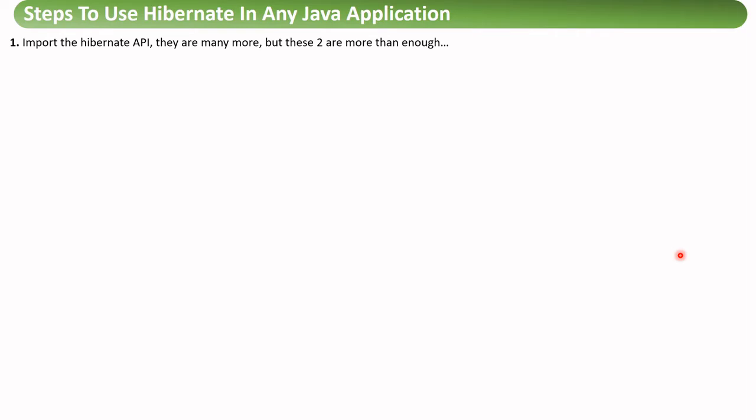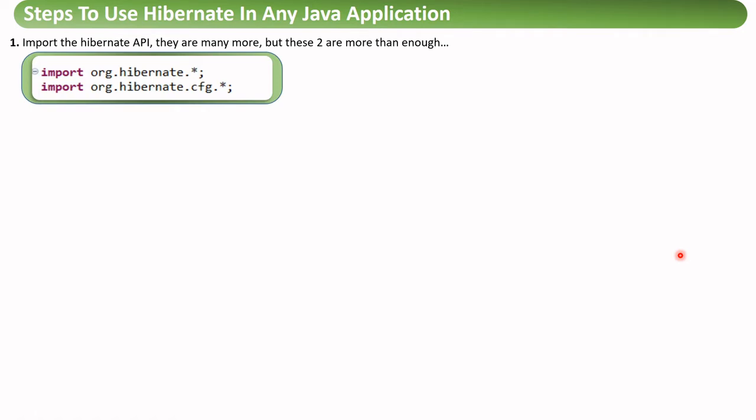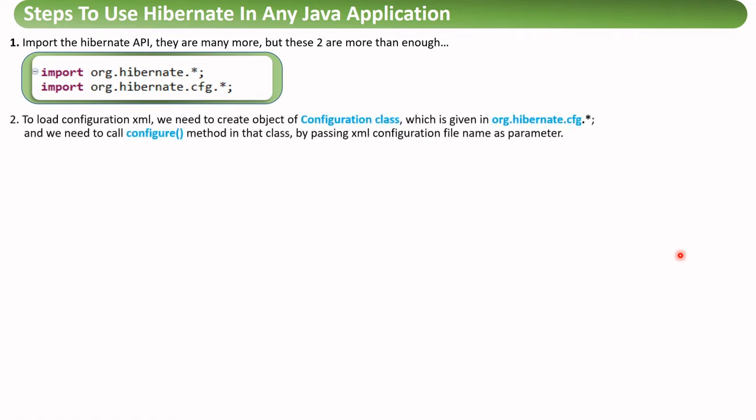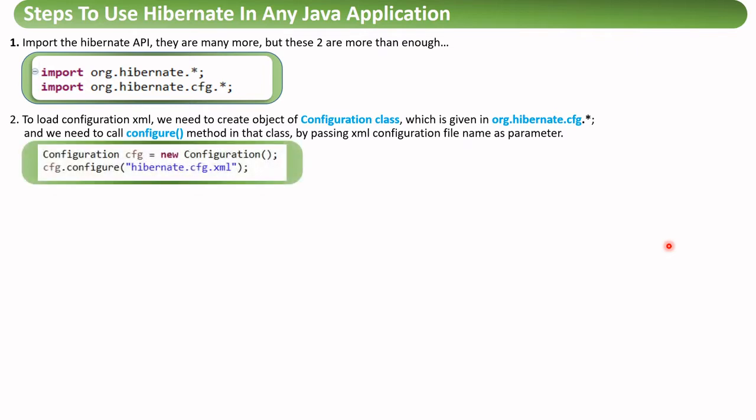Import the Hibernate API. There may be many more, but these two are enough. To load the configuration XML, we need to create an object of the Configuration class, which is given in org.hibernate.cfg. And we need to call the configure method of that class by passing the XML configuration file name as a parameter. The file name is your choice, but the default name given here is hibernate.cfg.xml.